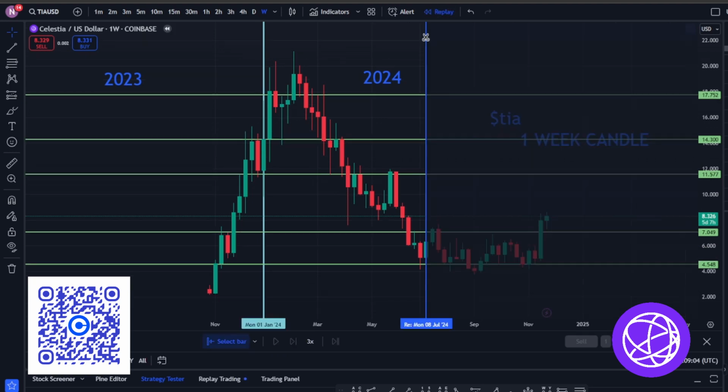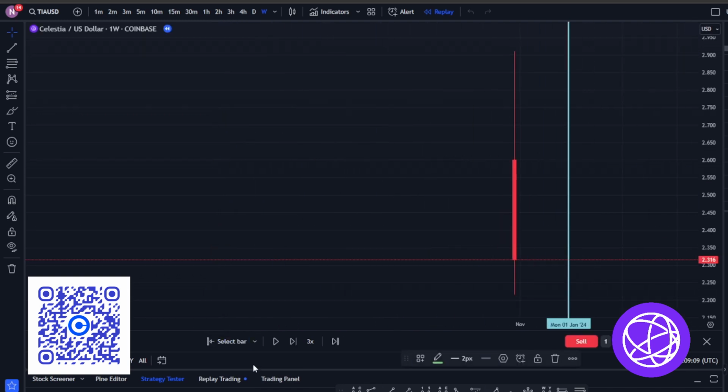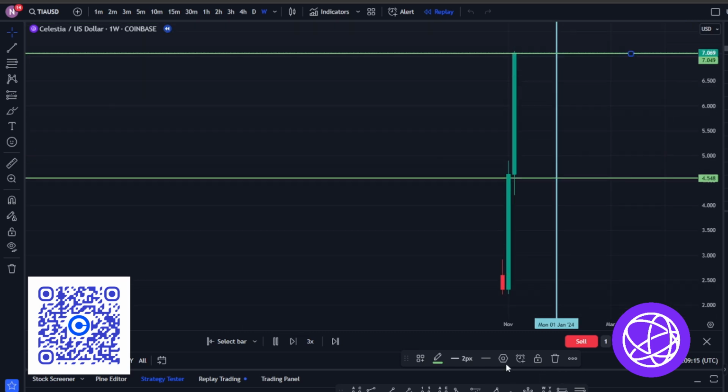Okay. So essentially, Celestia is trying to be the foundation for other blockchains to be built on. Think of it as the bedrock, a strong foundation that you can build a skyscraper on top of.